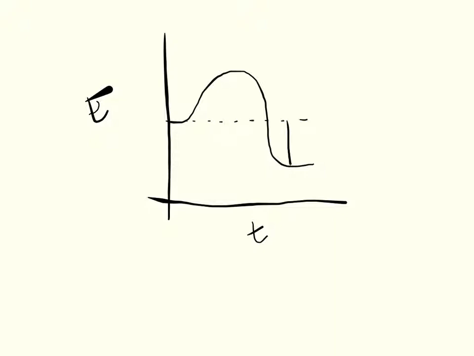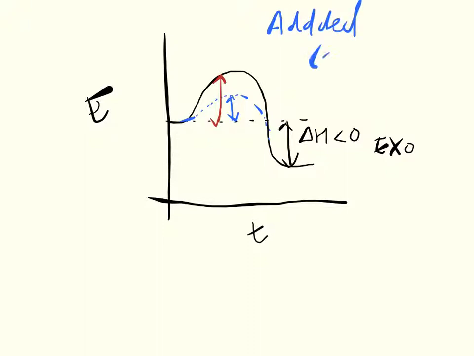Well, since the final energy value is lower than the initial, we know that delta H is going to be less than 0, so this is an exothermic reaction. If we added a catalyst to it, what that does is it changes the height of the hill. It makes this hill smaller than it was initially. So now, by adding a catalyst, what we've essentially done is we lowered the activation energy. So we're going to increase the rate of the reaction.